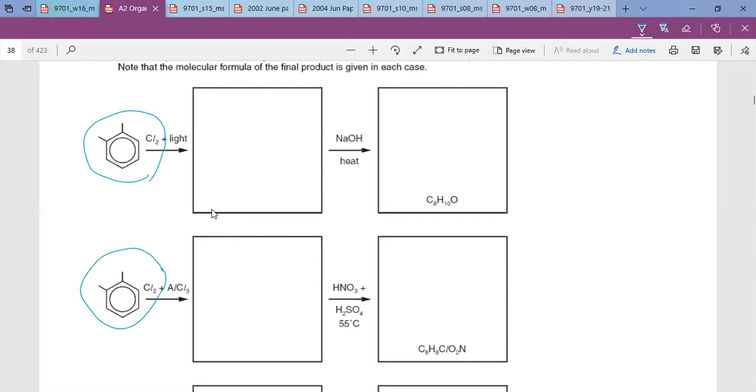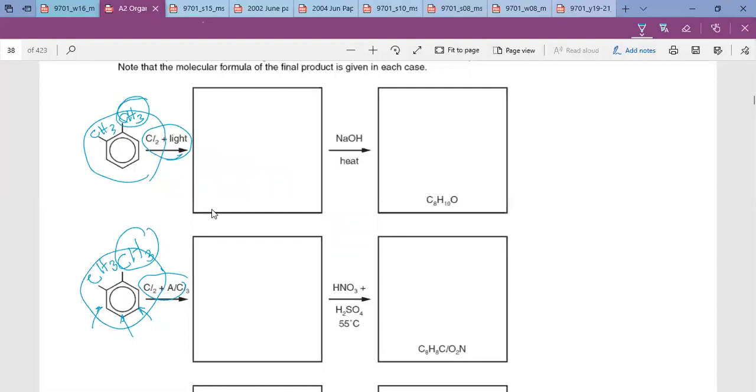Both of them, remember this is CH3 here. This is CH3 here. This is CH3 here. So if they give you the skeleton, again, draw all the atoms up. Okay? Now this one is for what? It's for the side chain reaction. Right? And this is for the ring reaction.